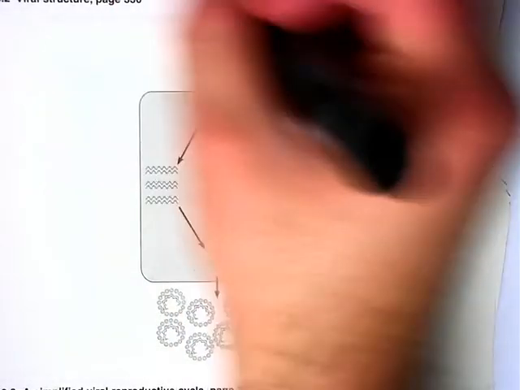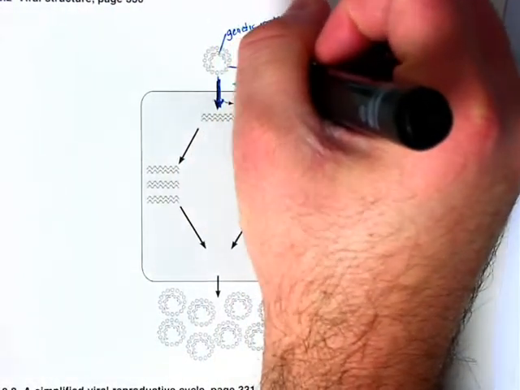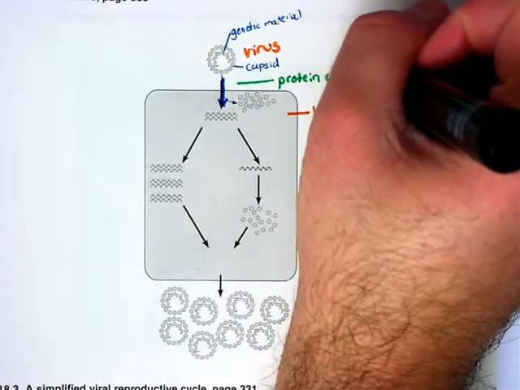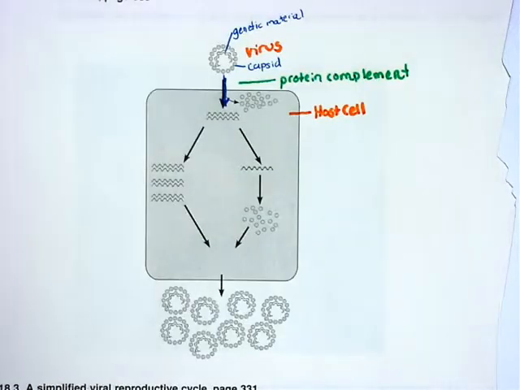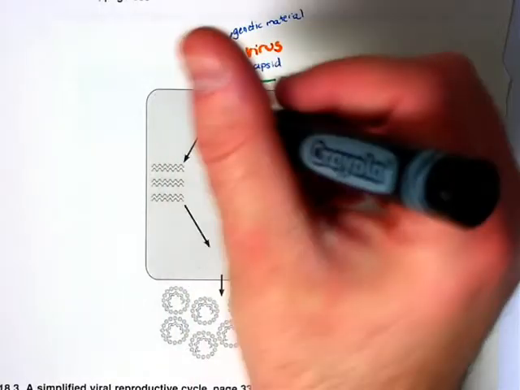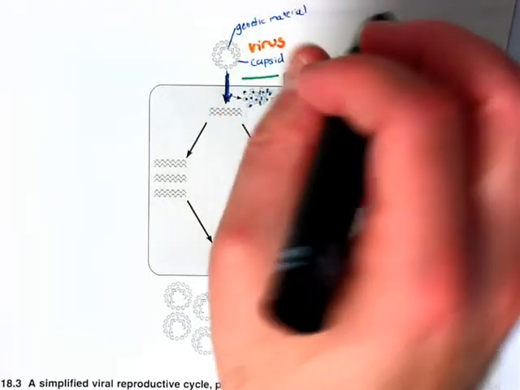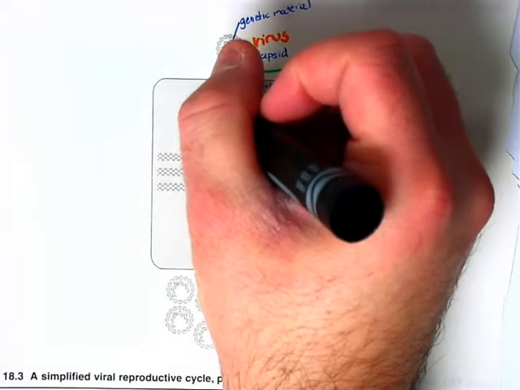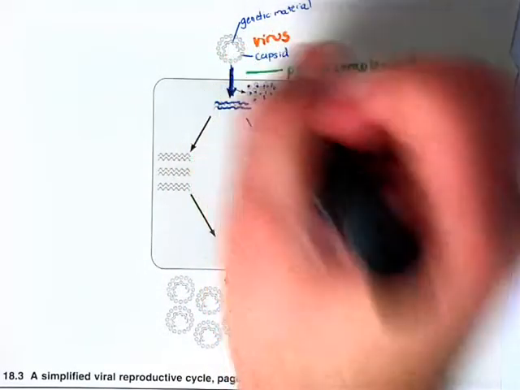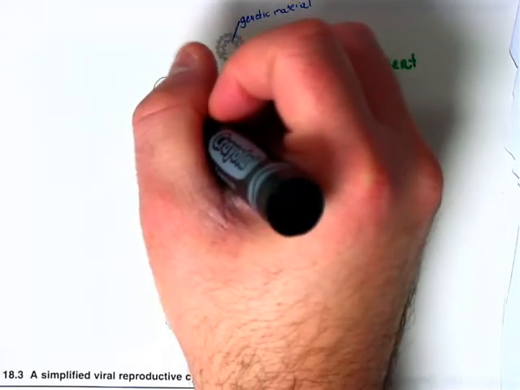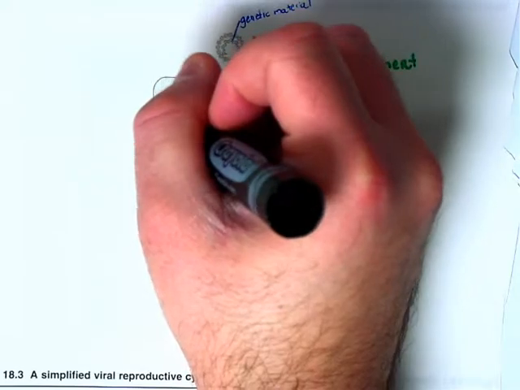Good? So we could agree that there's got to be some kind of protein complement to allow the virus to come inside. Now, once it does, and the virus is brought in, you'll notice that everything is seemingly broken up. All your little protein capsid pieces are degraded into protein chunks, and your viral genetic material is placed right there. So this would be your viral genetic material.